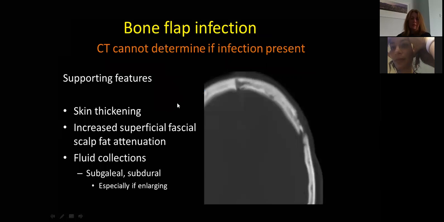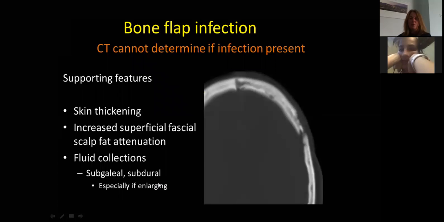So the supporting features that you need to look for: skin thickening would support bone flap infection, as would increased fascial attenuation, and then fluid collections. So if you have a fluid collection either superficial to the flap or deep to the flap, and if it's getting bigger, then it's much more likely that this patient has infection.